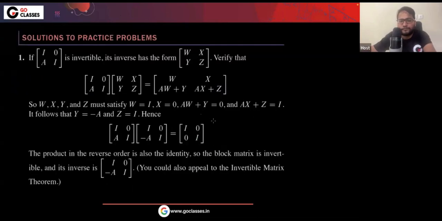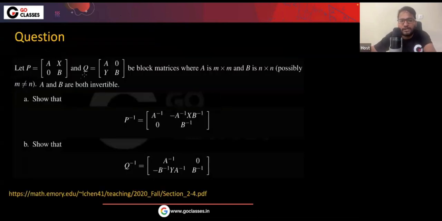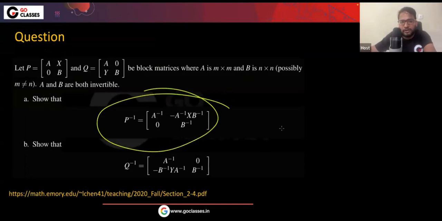Now, let's see this, what they're saying. If P is this, Q is this, with the block matrices, and A is M cross M, B is N cross N, possibly M is not equal to N, A and B both are invertible, show that P inverse is this. So we need to find P inverse, right? So how can you do it?